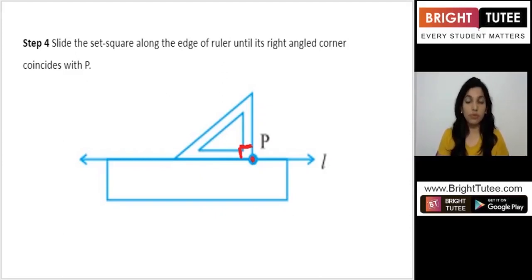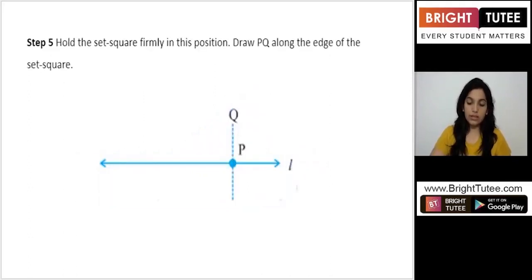Now the next step is really simple. You need to draw a straight line over here, where you have the edge of this set square. So like this, you hold the set square firmly in its position and draw PQ along the edge of the set square. And this is how you're going to see the image if you remove the ruler and the set square.